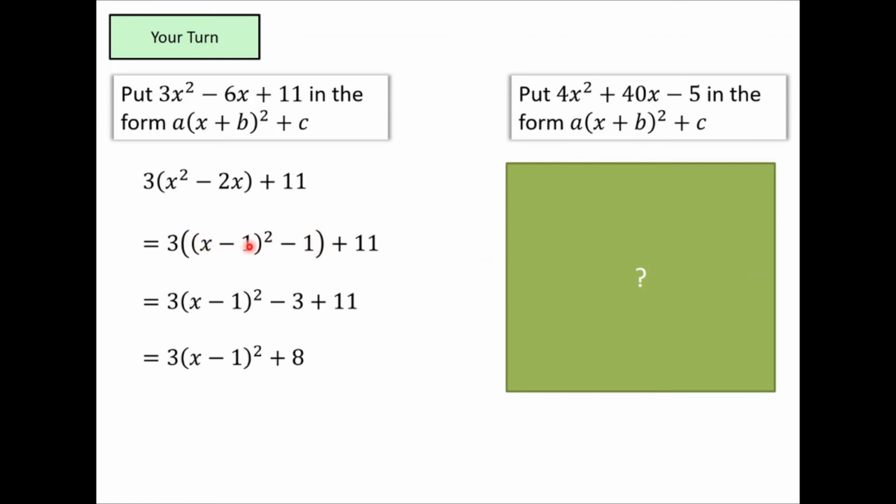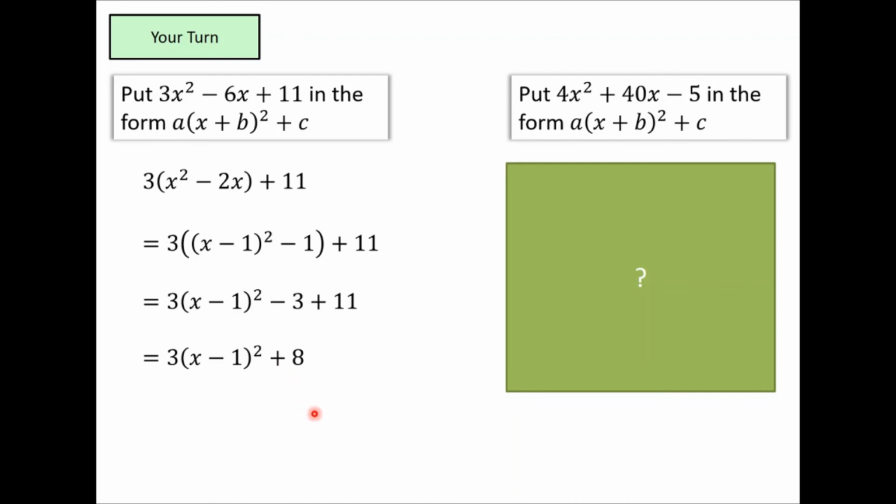x minus 1 squared minus 1, and then remember you still have the 3 on the outside, so you multiply it all by 3. So 3 bracket x minus 1 all squared, minus 3 plus 11, and again you simplify the minus 3 plus 11 at the end, you get plus 8.